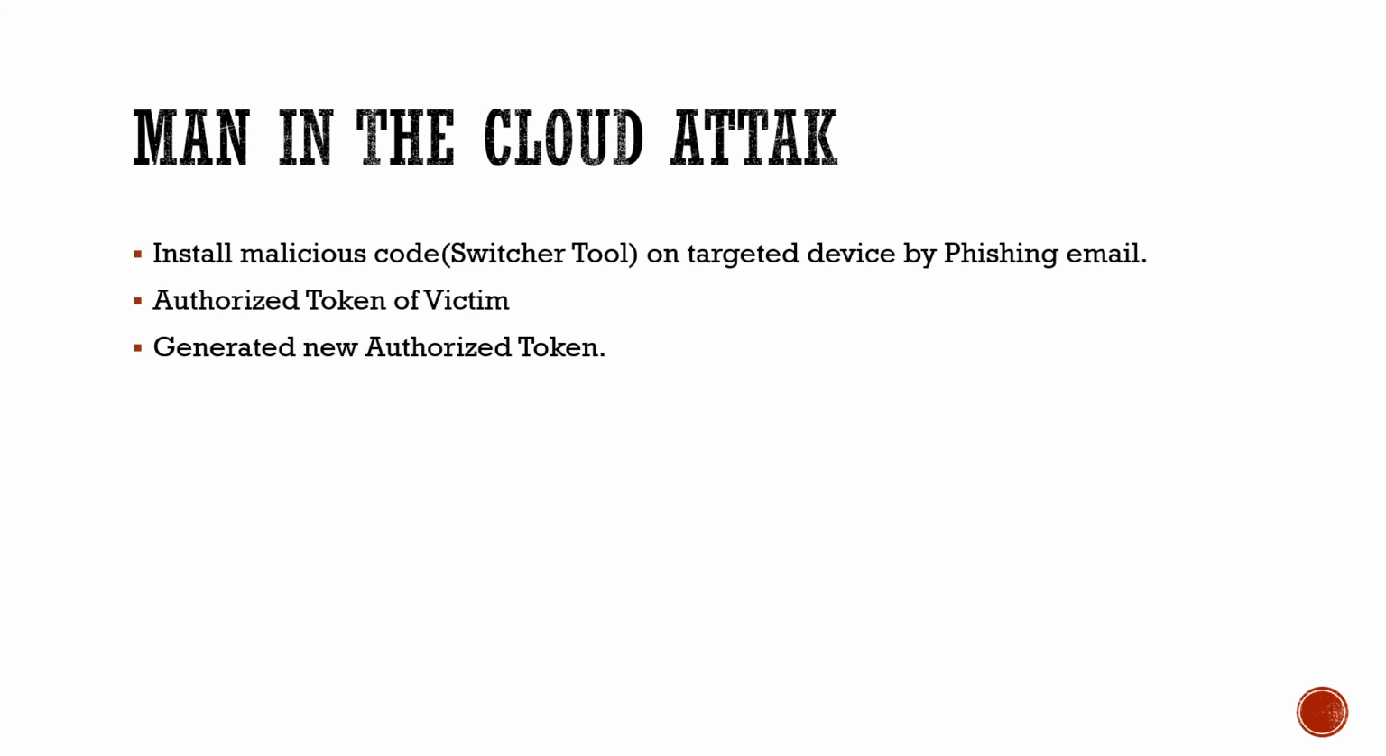After this, the tool also erases all the data breach and malicious activity, cleaning up the activity, traces and logging. Then the attackers have full access because they are already authorized by the victim's authorized token. This way attackers can get access to the system. This is one type of attack we can perform. In this attack we require three things: the switcher tool, the authorized token, and the generated new token. So this is Microsoft Azure.